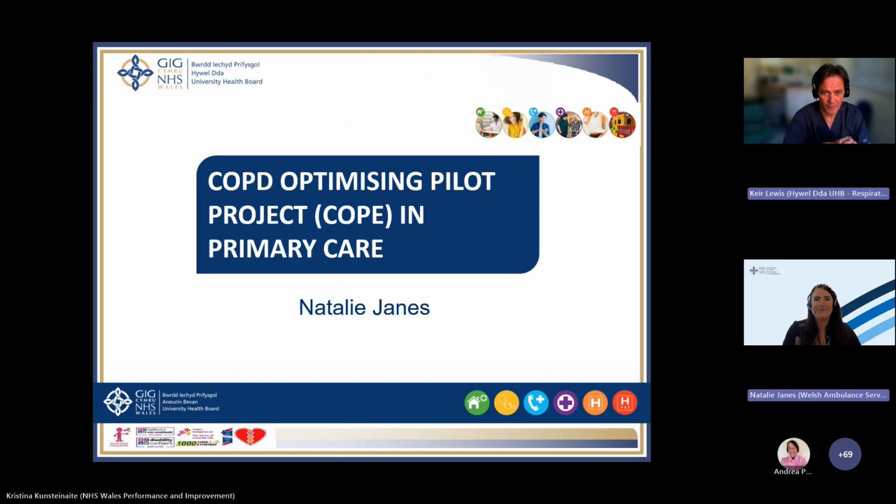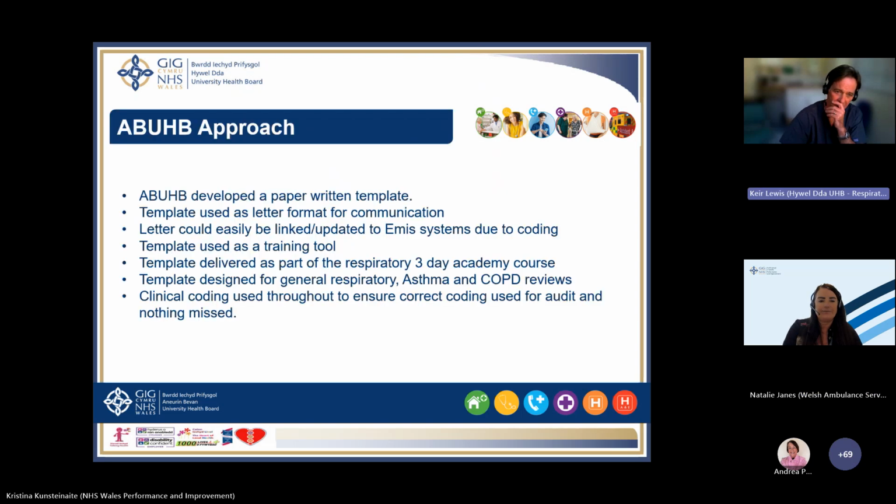Do you want to talk about this? Over to me. Next slide, please. Okay, so as Keir said, the project started off quite a few years ago within Hywel Dda. But the template has been discussed for many years. I think everybody's had discussions around the idea of having an always-on template, something that is easily accessible with integrated referral forms and things like that.